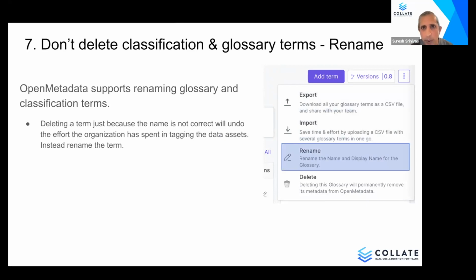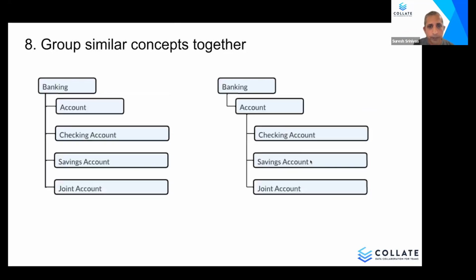A lot of times people end up creating glossary terms with typos and things like that. And then they end up tagging many data assets using these labels. You've done a lot of work, right? In terms of tagging, don't lose that work. Use our rename feature. You can rename and fix your typos instead of losing all the work of tagging that you've done.